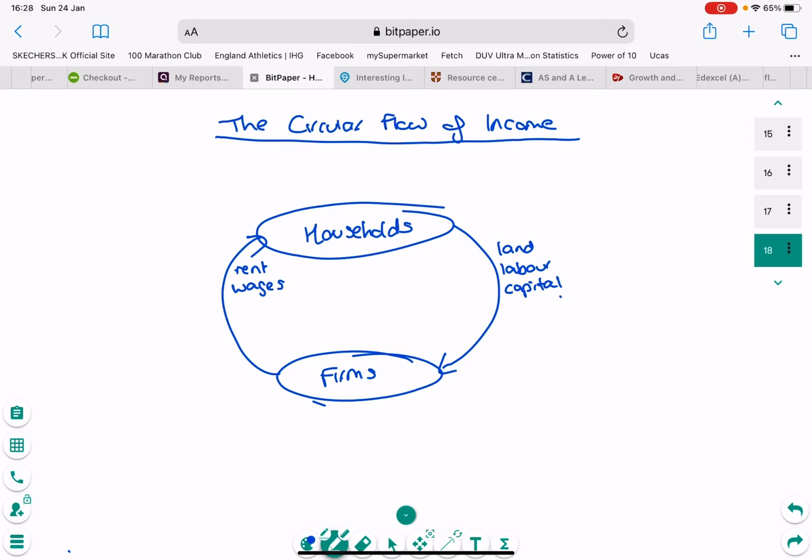And households may well invest, though that's not quite the right word, households may put money in firms, which is known as capital, and in return for that, think Dragon's Den, they get interest, maybe dividends or profits.